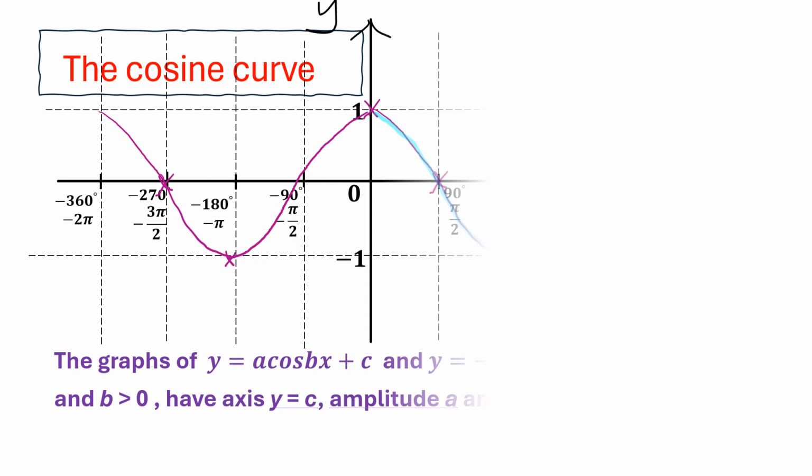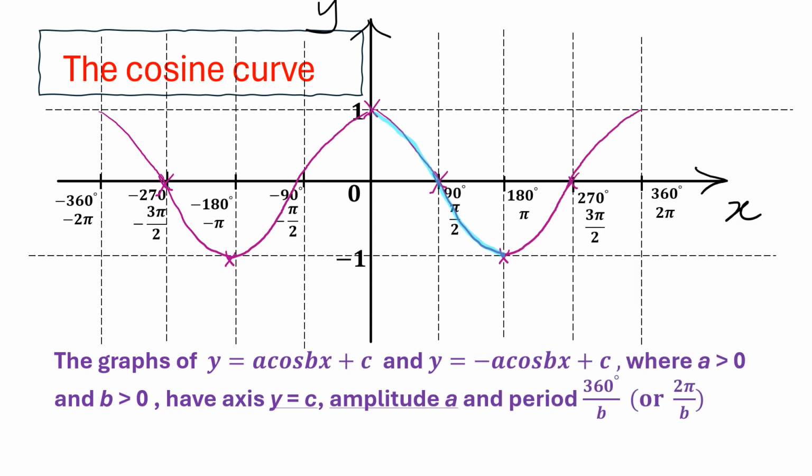Right, so as with the sine curve, the cosine curve can also be expressed in the form y equals a cos bx plus c, or y equals negative a cos bx plus c. Where a represents the amplitude of your curve, and the period for the cosine curve will be the same as the sine curve, which is 360 degrees divided by b, or 2 pi divided by b. And the axis is the same also as in the sine curve, y equals c.